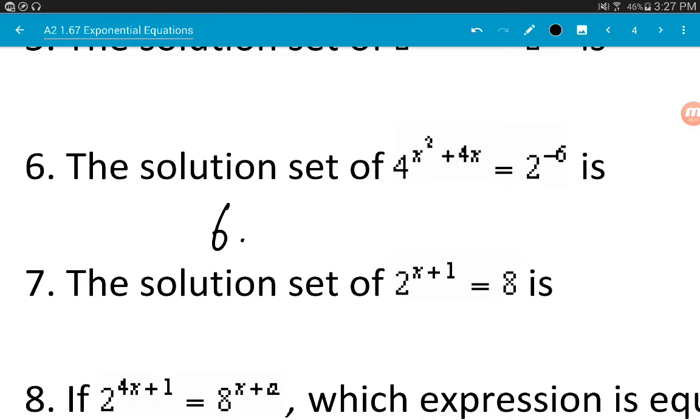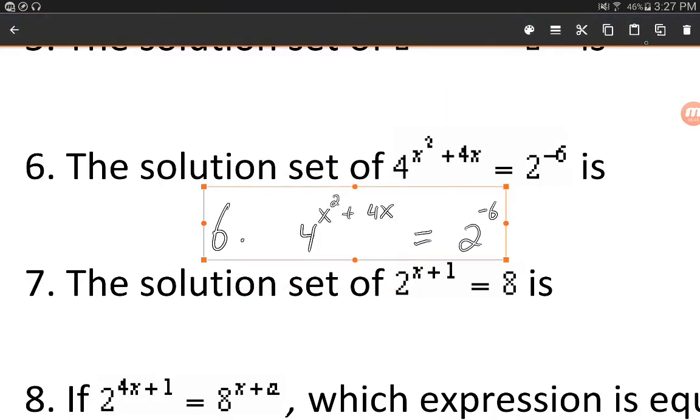Question number 6 says that 4 raised to the x squared plus 4x power is equal to 2 raised to the negative 6 power. I'm going to pull this over to my loose leaf so I have a little bit of room to work and I'm not cramped.